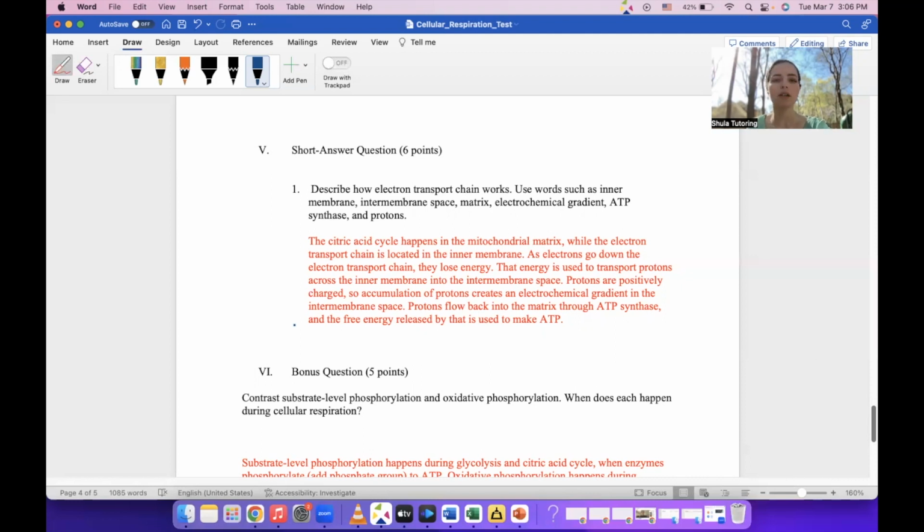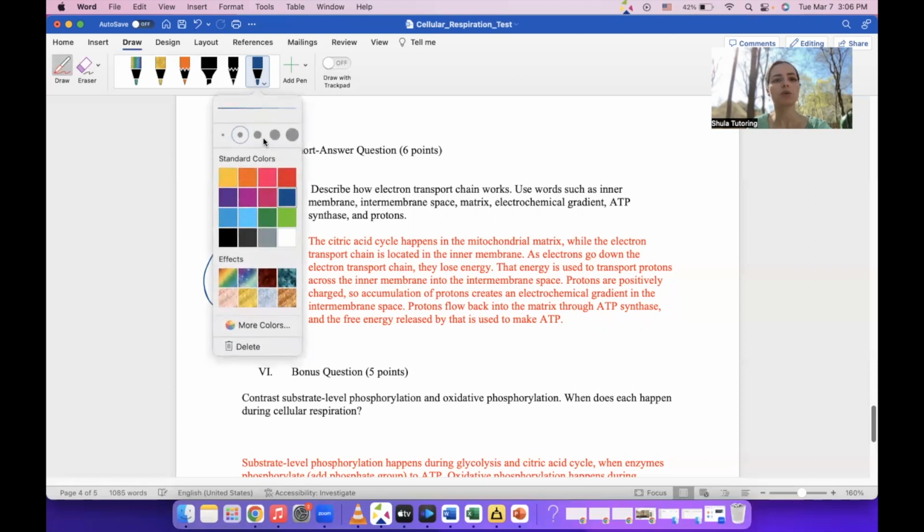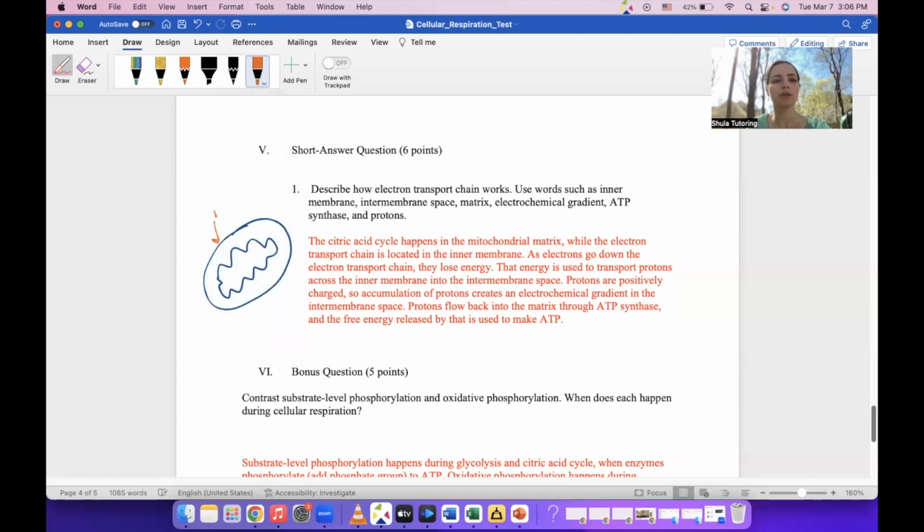So if we look at mitochondria, it has 2 membranes, right? So this is our mitochondria. So this would be the outer membrane.